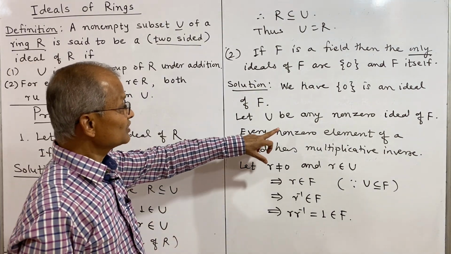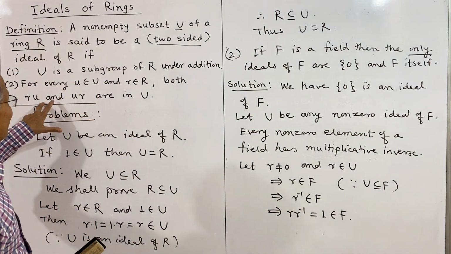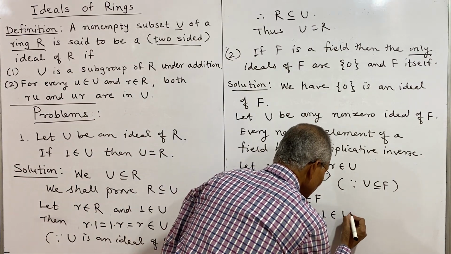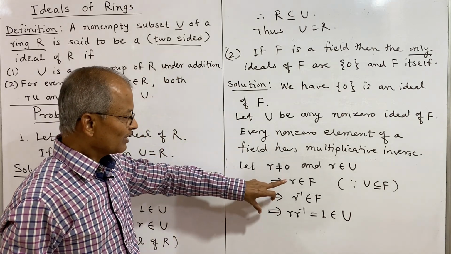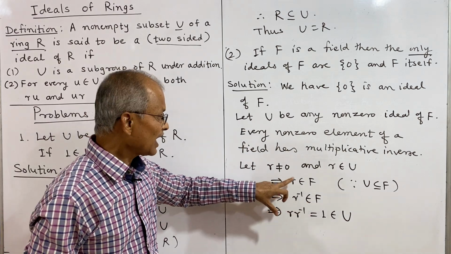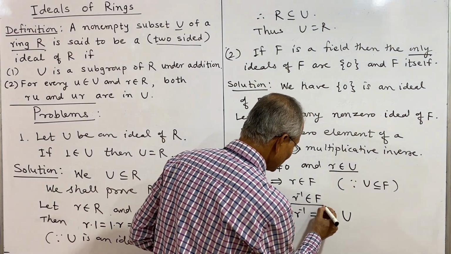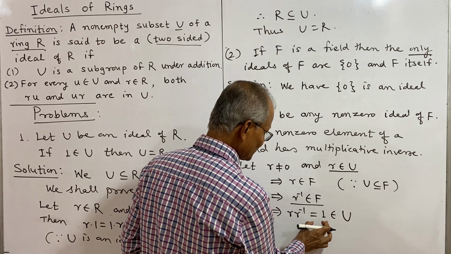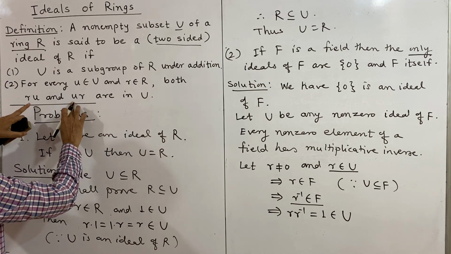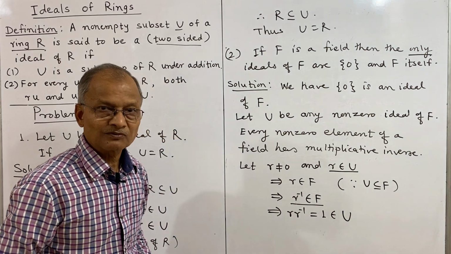If 1 belongs to F, then this will form an ideal. So again, we have this 1 belongs not to F but to U. See, the product must be in U. What we actually have to consider is r belongs to F, r inverse belongs to F, r is in U. See this product: r is in U and r inverse is in F, and therefore their product is 1, and the product of these two elements is in U. So therefore the product of these two elements is in U, and thus 1 belongs to U.